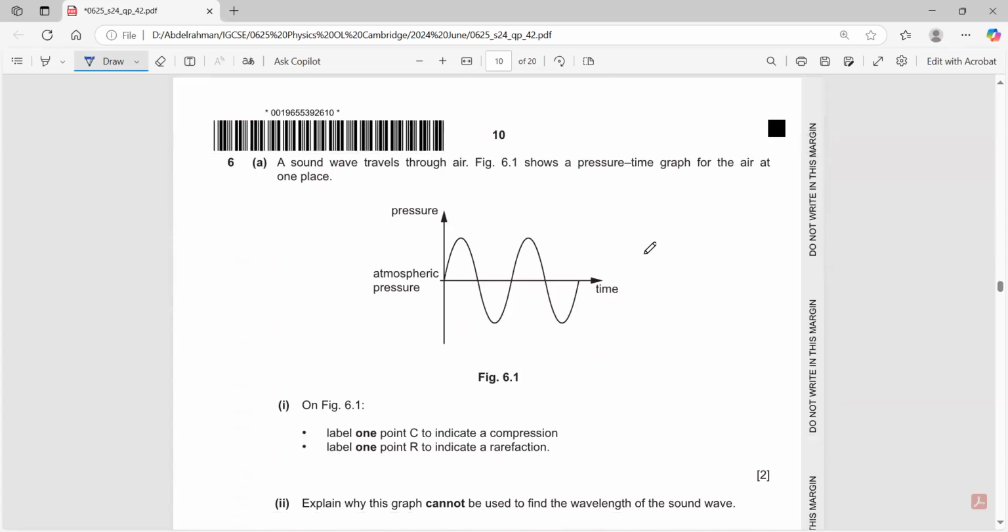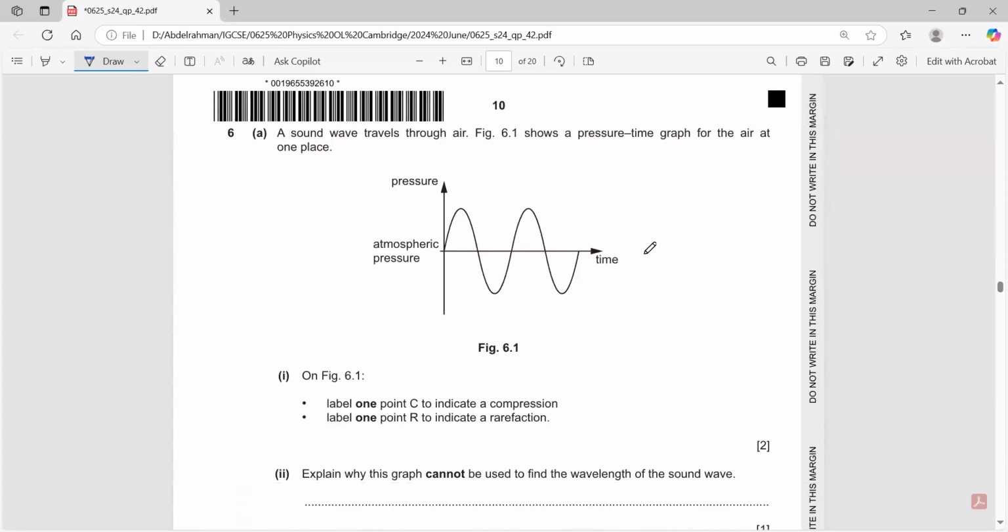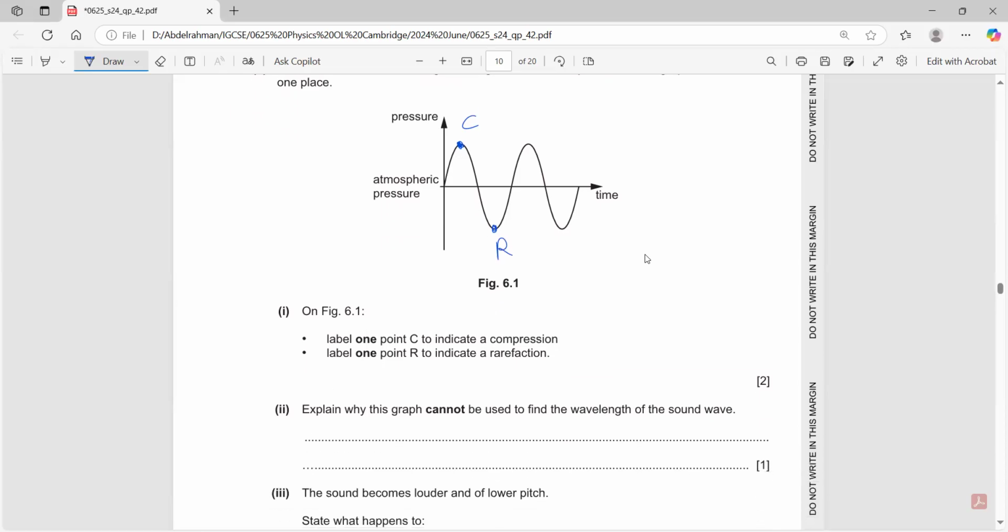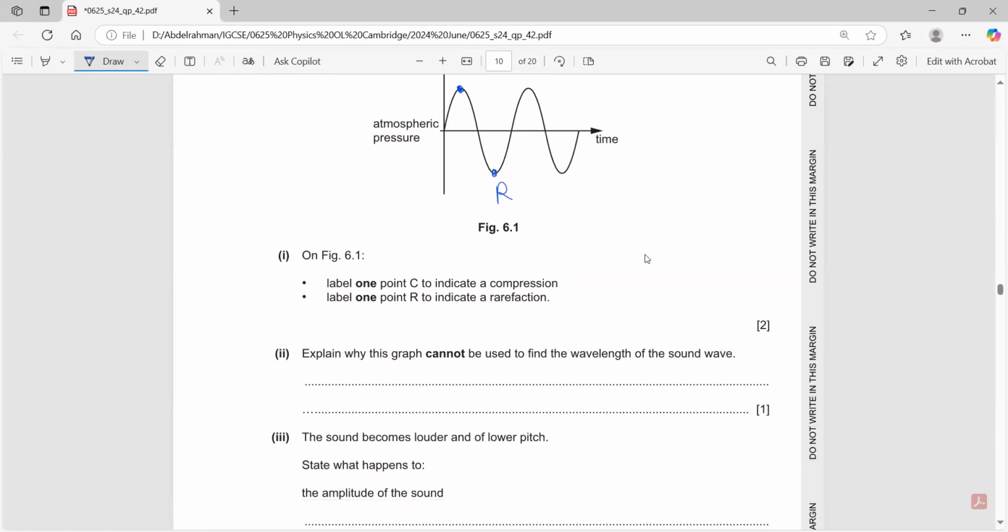A sound wave travels through air. Figure 6.1 shows a pressure time graph. On figure 6.1, label 1 point to indicate the compression. Compression is when the pressure is higher, and a rarefaction is when the pressure is lower. Explain why the graph cannot be used to find the wavelength.